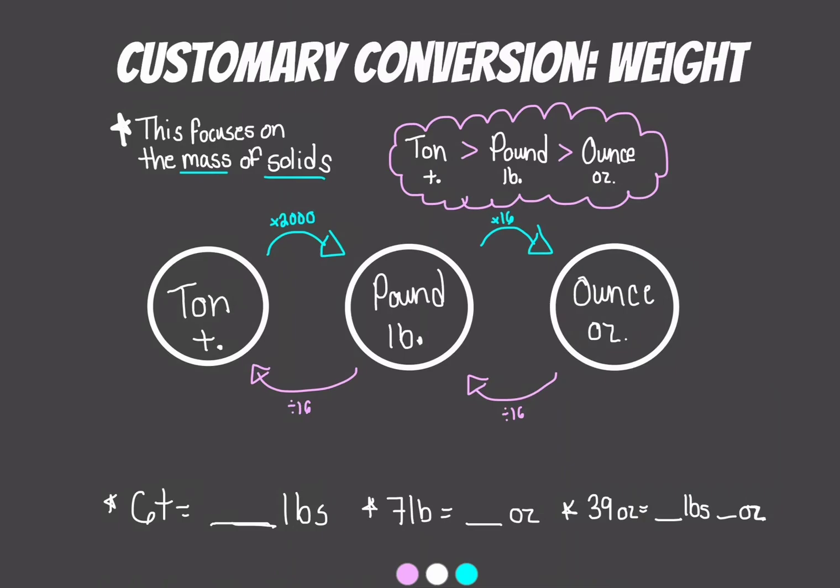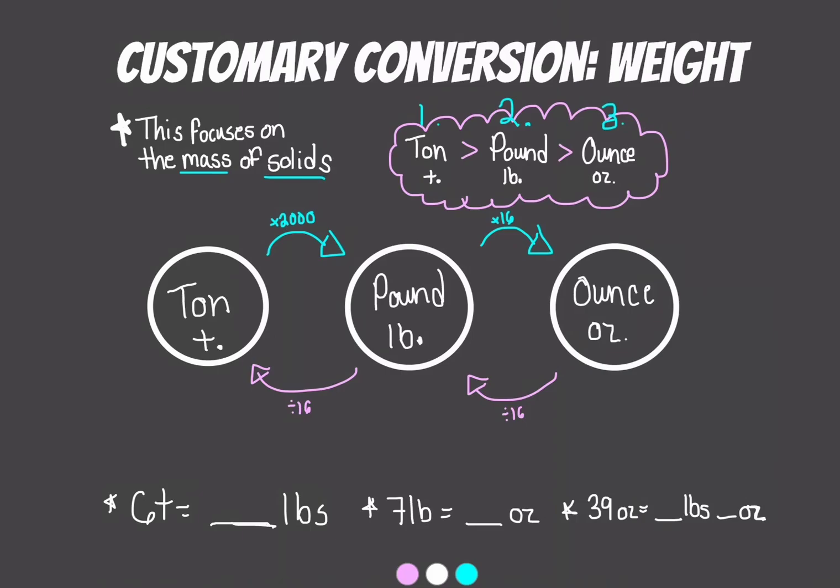Up at the top is just a reminder that your tons are your largest, your second largest is going to be pounds, and your third largest, or smallest, is going to be the ounces. So tons are bigger than pounds, pounds are bigger than ounces, ounces being the smallest unit of measurement.